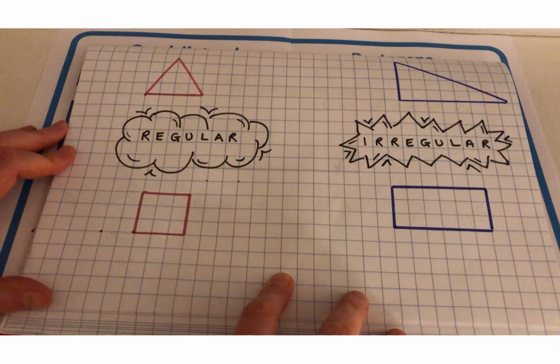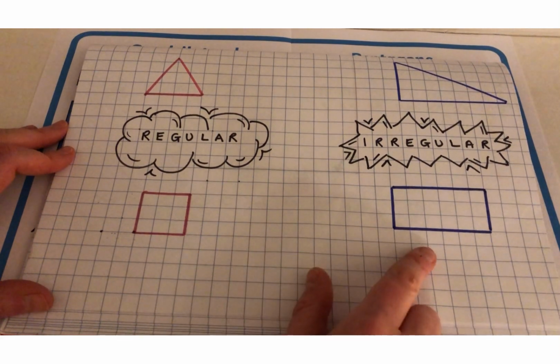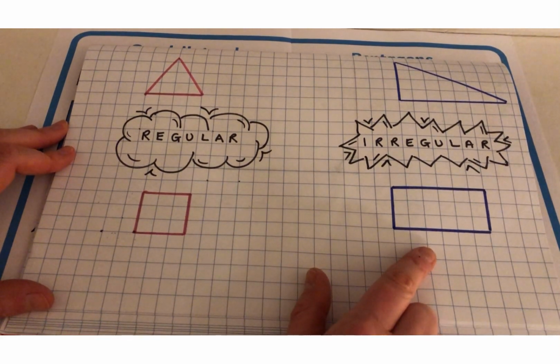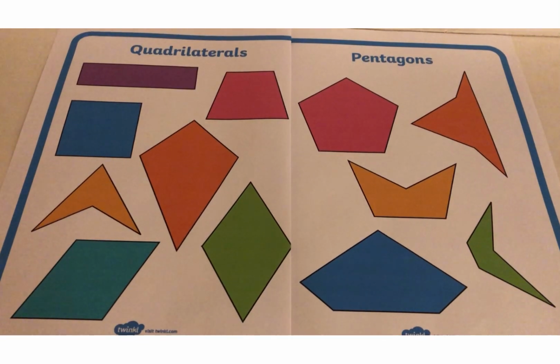I wonder, can you think of another shape that could be a regular shape? Could you think of any other shapes that could be irregular shapes? Have a go at writing them down, or have a go at drawing them in your books. We have been learning about regular and irregular shapes.